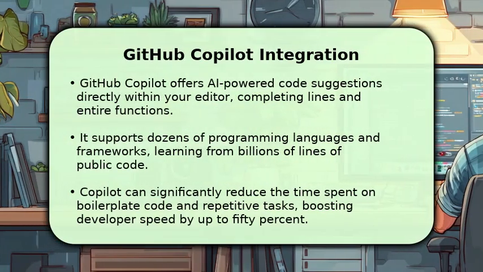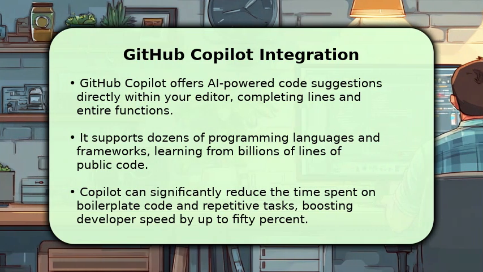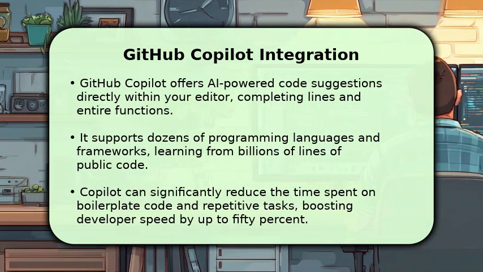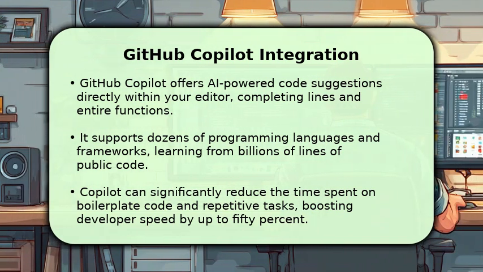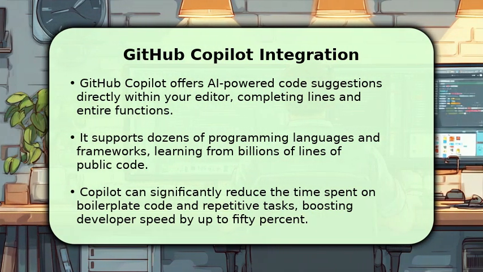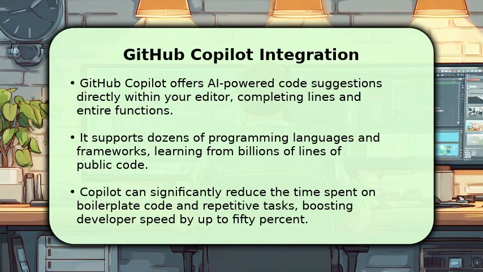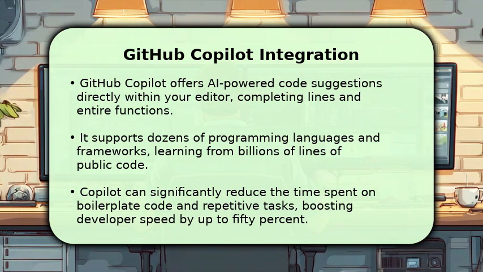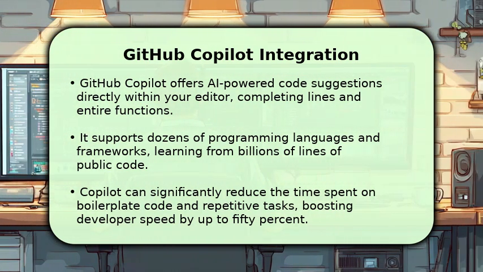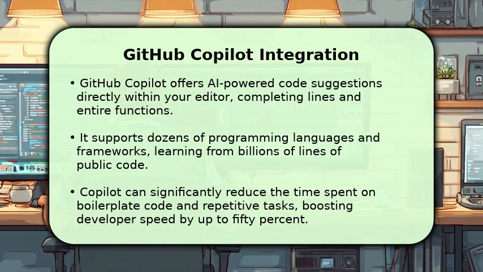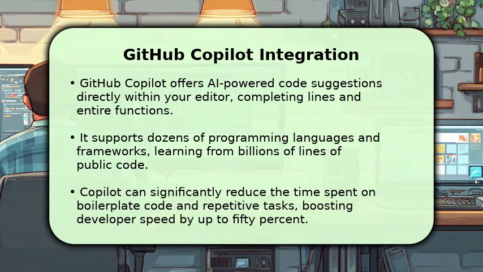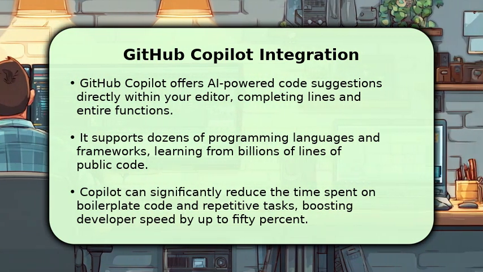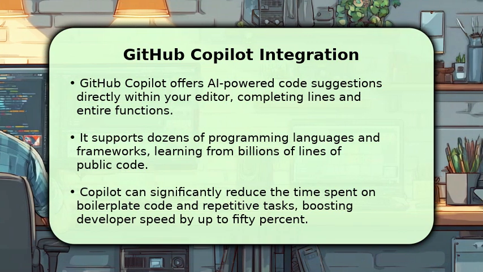Let's start with GitHub Copilot, a widely adopted AI pair programmer. It seamlessly integrates into VS Code, providing real-time code suggestions as you type. Imagine having an intelligent assistant that understands your context and offers relevant code snippets, from simple variable names to complex algorithms. This tool can dramatically accelerate your development, potentially saving you several hours each week by automating routine coding tasks.